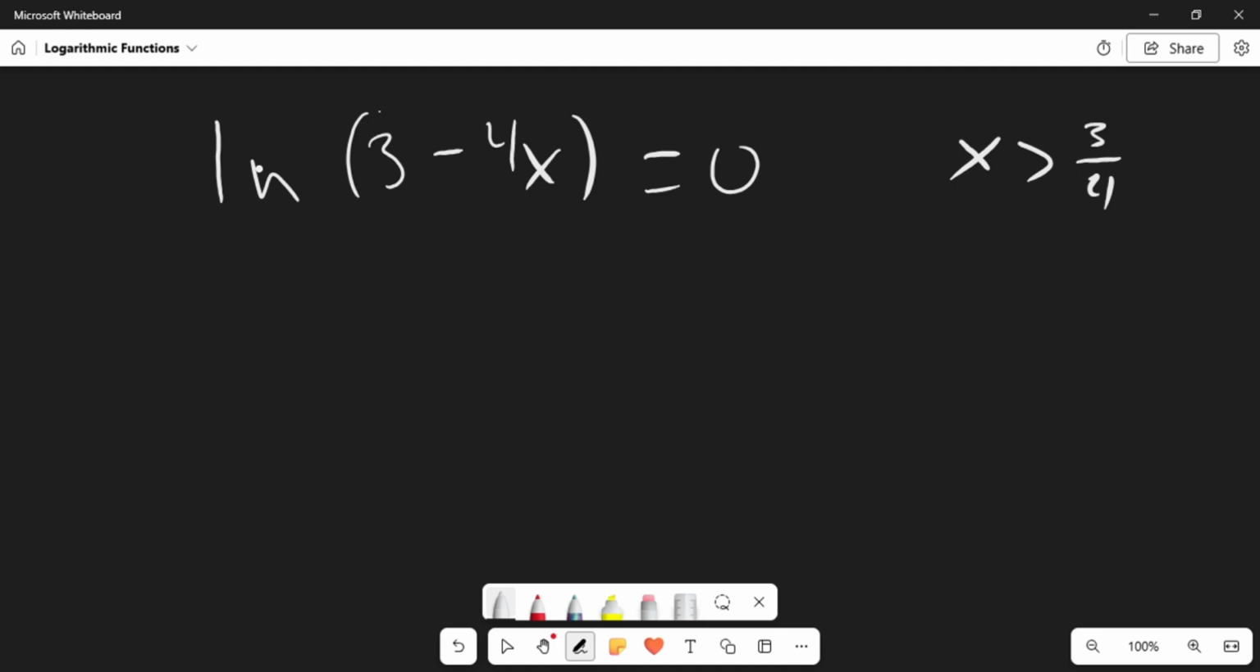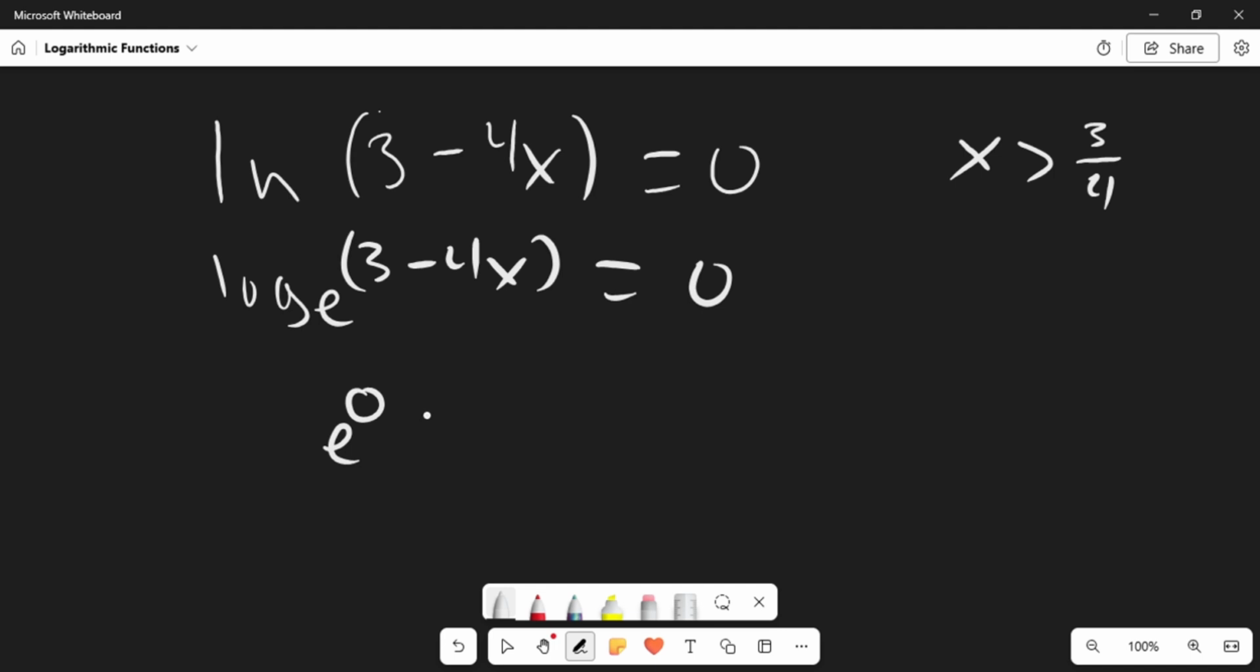Okay, so what is ln? That's a natural logarithm. So of course we know that the natural logarithm is going to be log base e. So this is just the same as writing it like this, and of course it equals 0. So remember, go back to what we had before, and we're going to get e to the 0 equals 3 minus 4x, because of the other pattern that we were seeing.